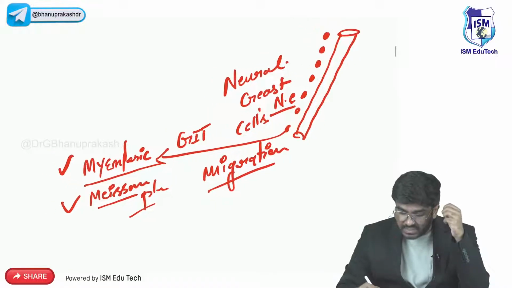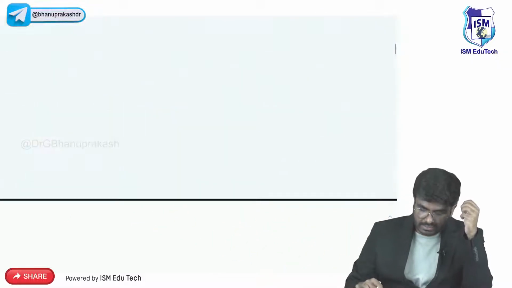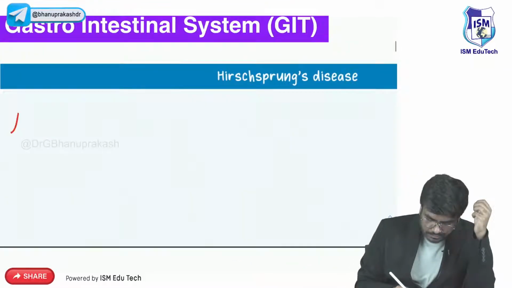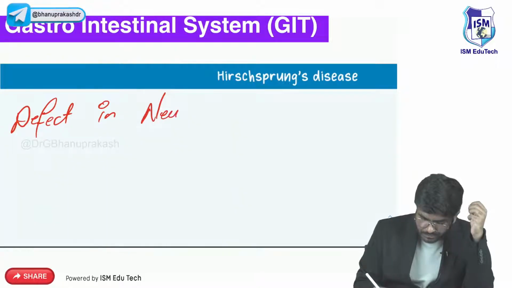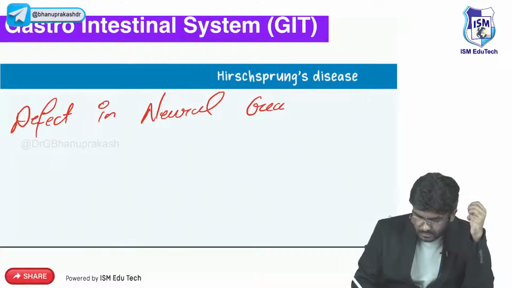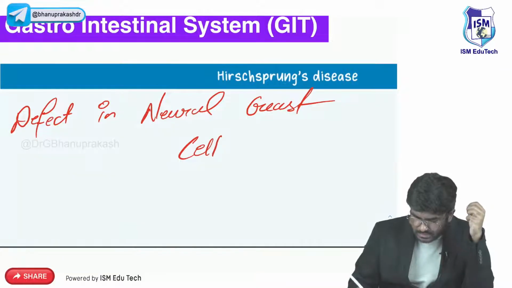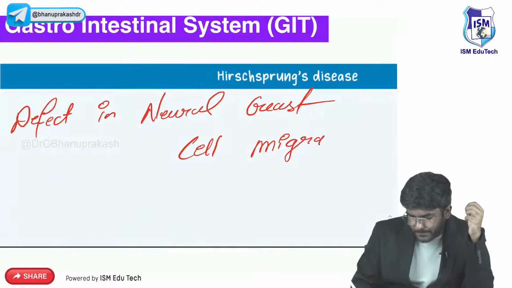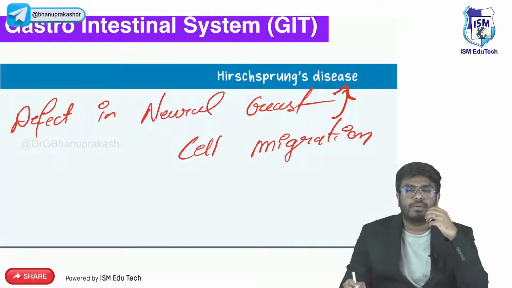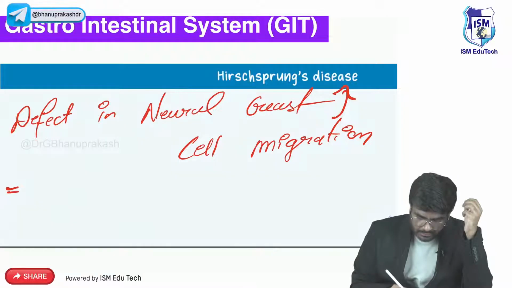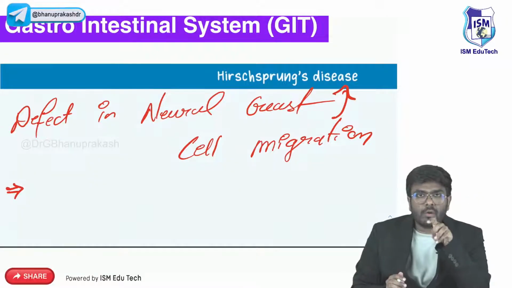Now what if this migration does not happen? A defect in neural crest cell migration will lead to a disease called Hirschsprung disease. Okay, so if this defect is there, do you think the myenteric plexus and Meissner's plexus are present in that part of the GIT?